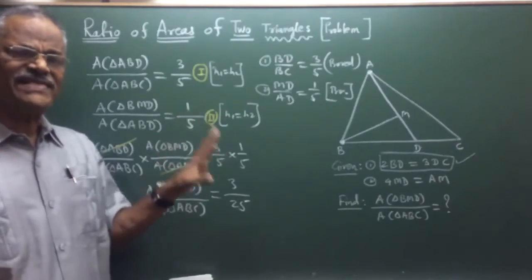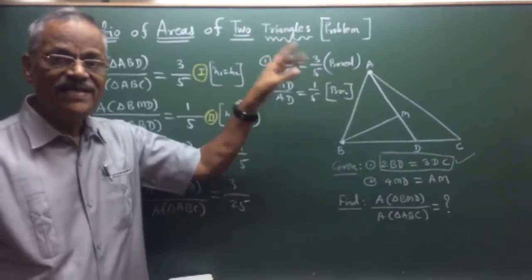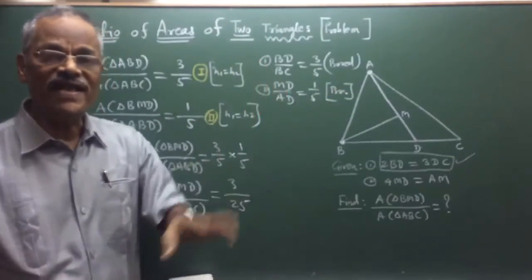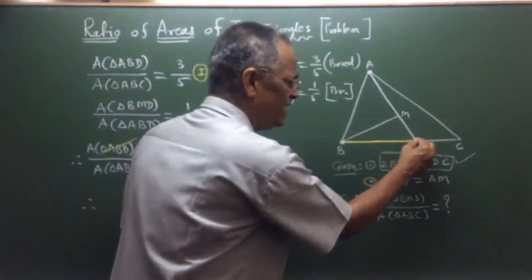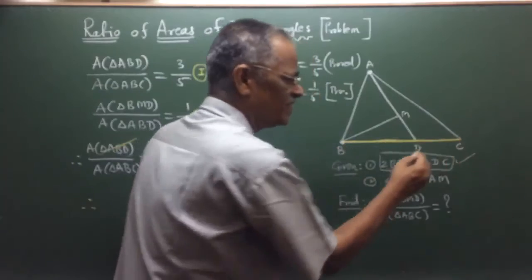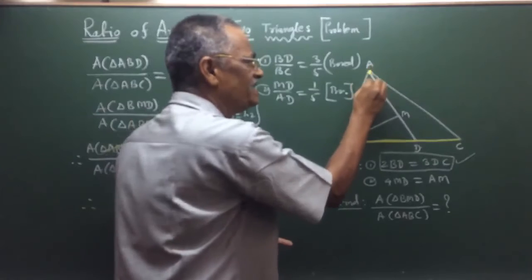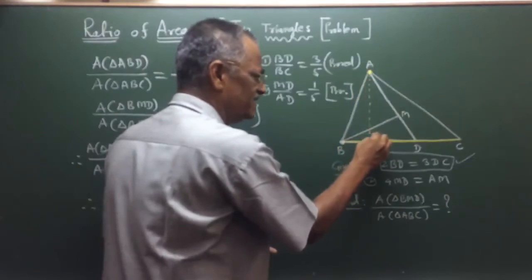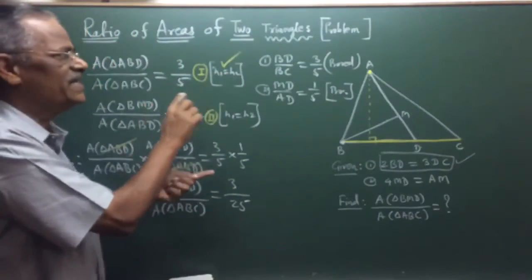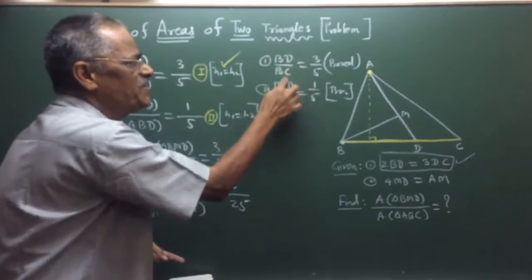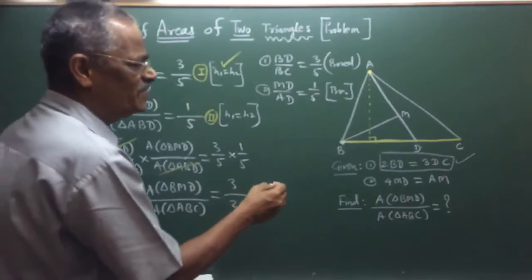So this is a very interesting problem using the ratio of areas of two triangles. What is very important? BD and BC are on the same line, and A is the common vertex. In that case, there is a common height for the two triangles. So this is the first relation you are getting. Before that, we have to calculate BD to BC.